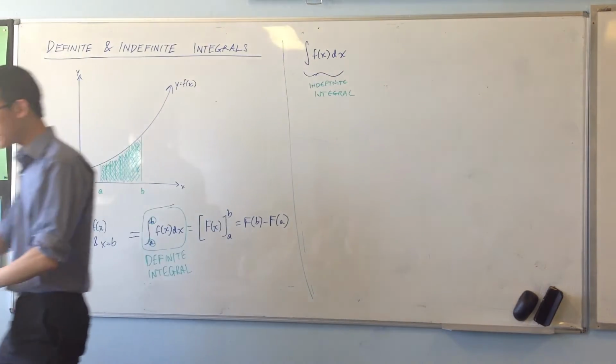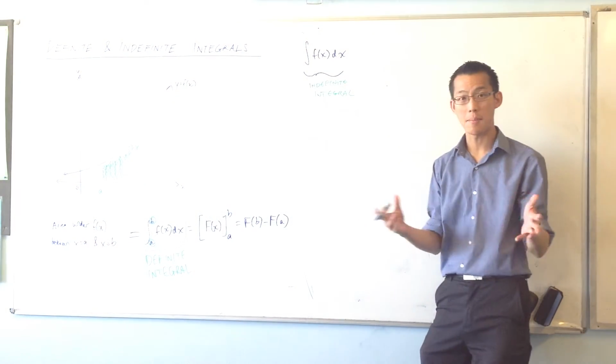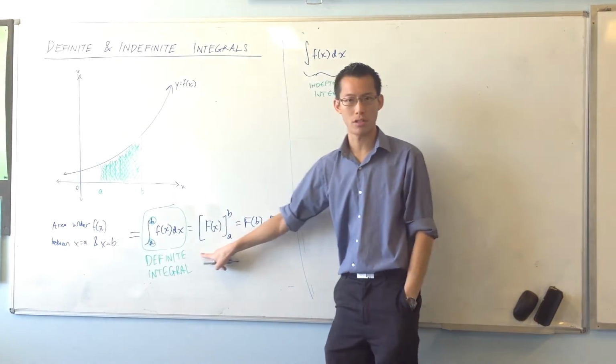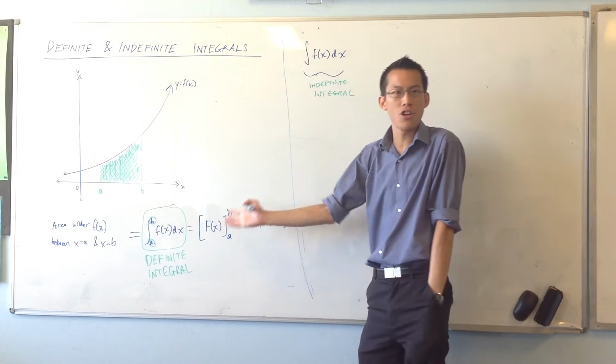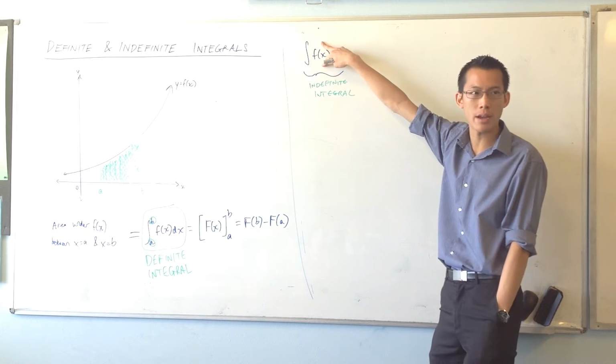Now, since it's not attached to a specific set of bounds, this part here kind of short circuits, because you're not evaluating it at two different places and then taking a difference. Because there are no places to evaluate it at.